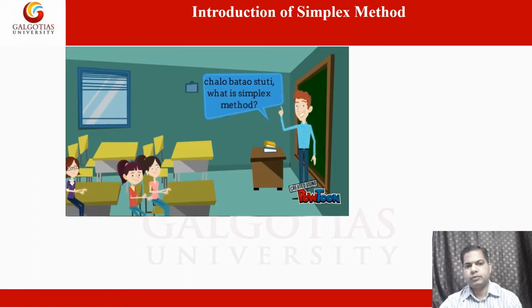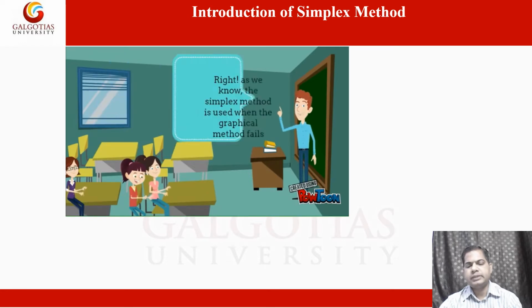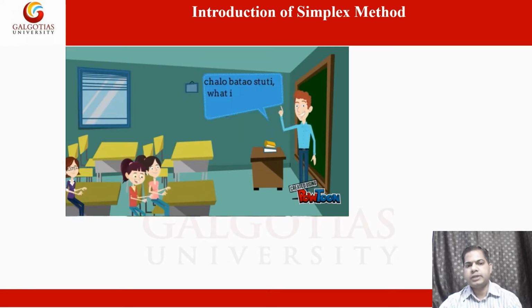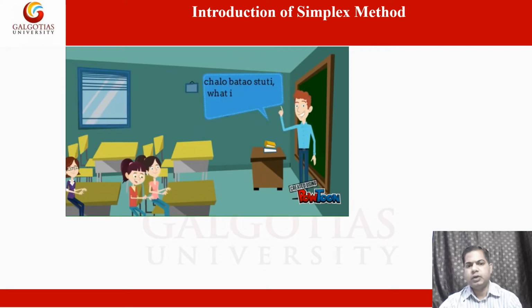Now there is a question: where do we use the simplex method? The simplex method is used when we are dealing with multiple variables. Basically, the simplex method is used when the graphical method fails, and the graphical method fails when we have more than two variables. But the main point is that when the graphical method fails, we have to use the simplex method.